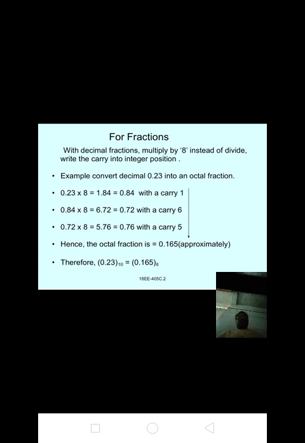0.84 into 8 equals 6.72. We are taking out the carry, that is 6. Remaining value 0.72. 0.72 into 8 is 5.76, equal to 0.76 with a carry 5. Hence the octal fraction is read from top to bottom, so 0.165 approximately. 0.23 base 10 equals 0.165.